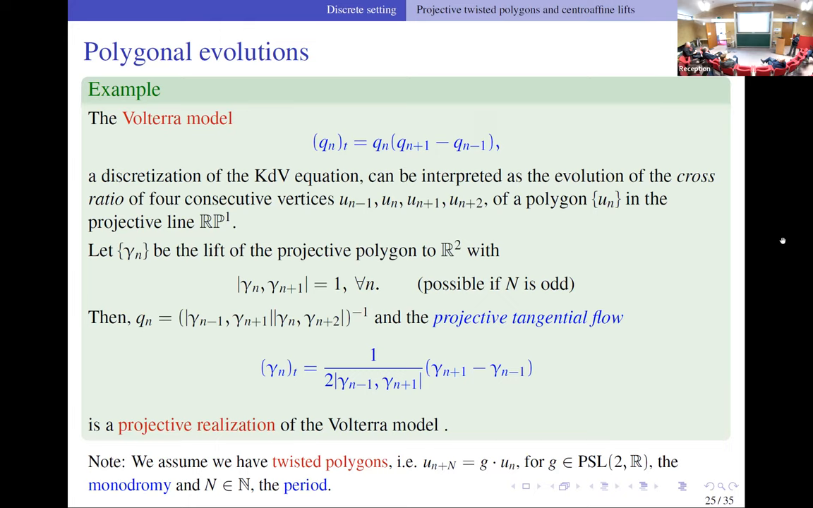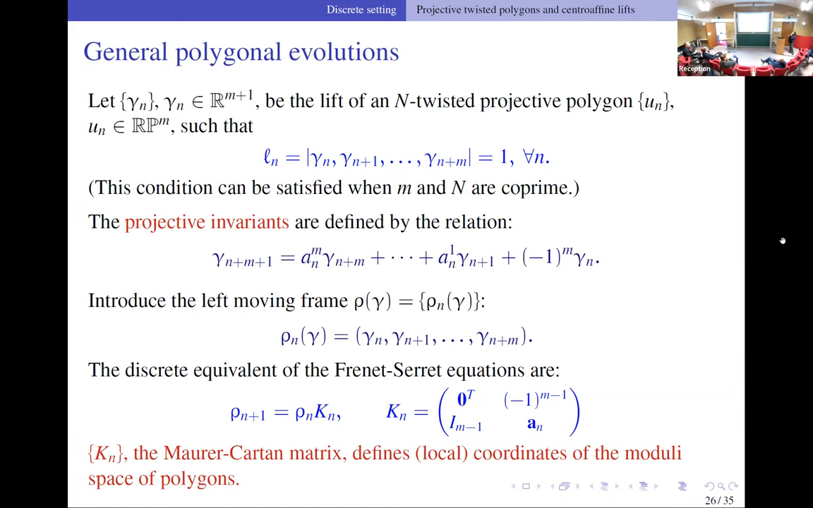In higher dimension, there is nothing more difficult in setting up this sort of evolution. So now you can think of having a sequence of points in R^(n+1), and you will interpret that as the lift of some polygon downstairs in projective space of dimension n.